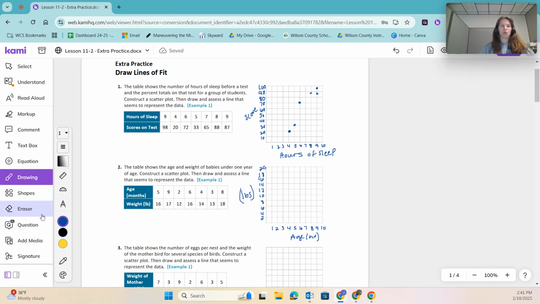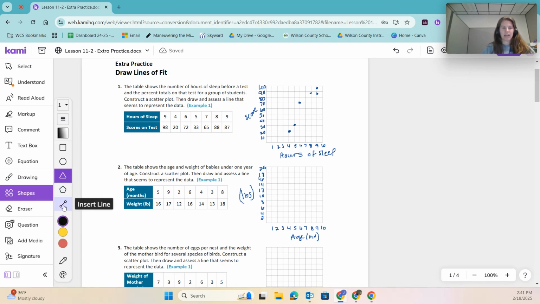Okay, so you can see here that this has a linear relationship. And if I draw this line here, I have about an equal number of dots that are above it, 1, 2, 3, and below it, 1, 2, 3. Okay, so I drew a line that kind of went through the center of the data.